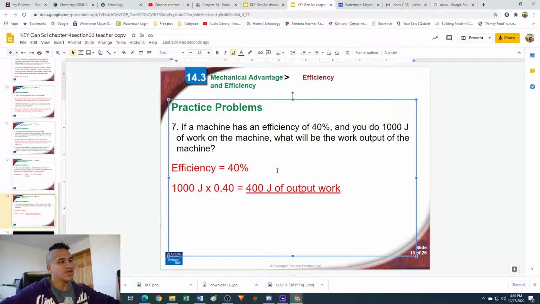So, all right, guys, that is the last problem for these practice problems. Hopefully, again, that helps clear up any confusion and shows you how to calculate mechanical advantage and efficiency.